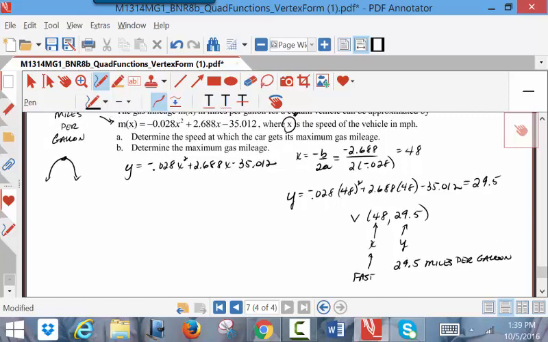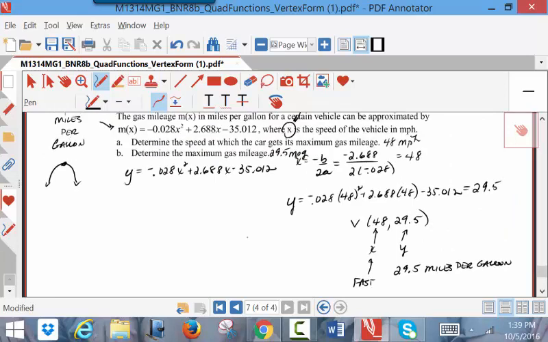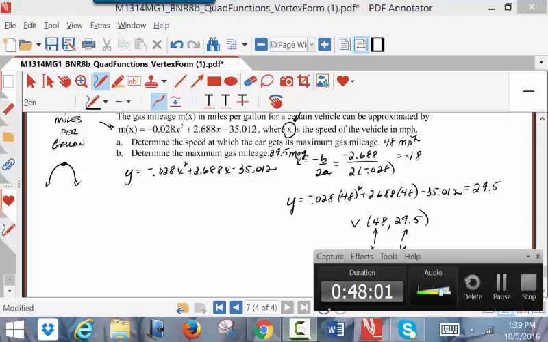So to determine the speed that would get the maximum gas mileage, the speed would be 48 miles per hour, and the gas mileage would be 29.5 miles per gallon. Okay, so that's a very applicable example. So remember, the word problems look bad. Just find the vertex and you should be in good shape.